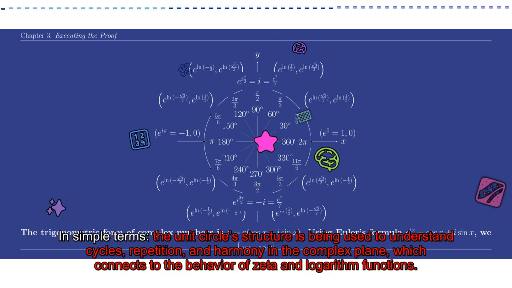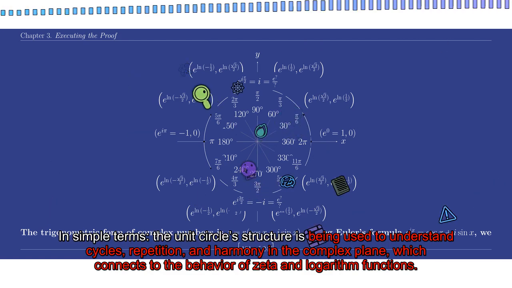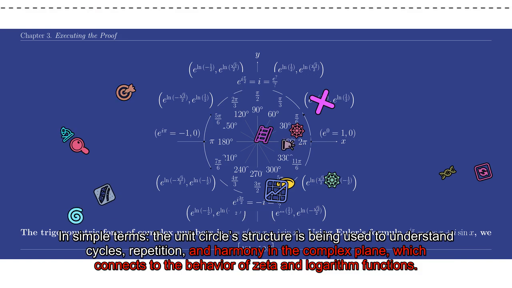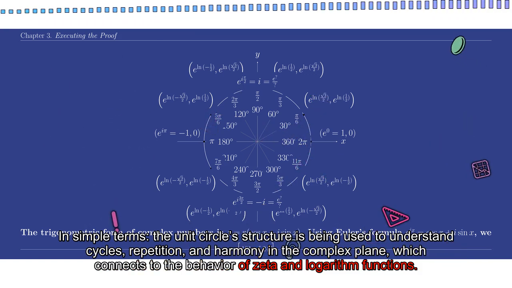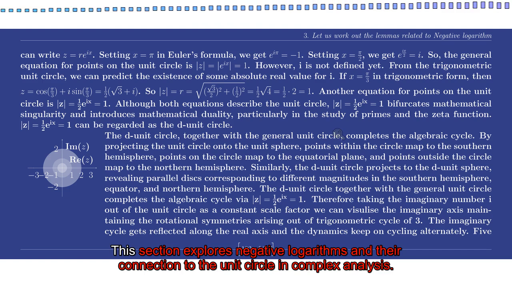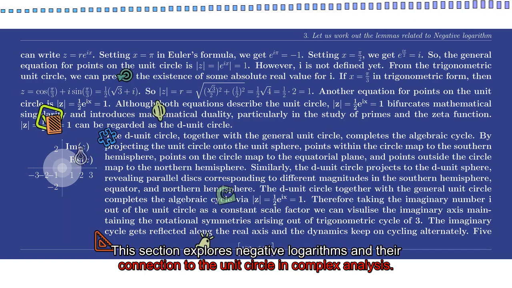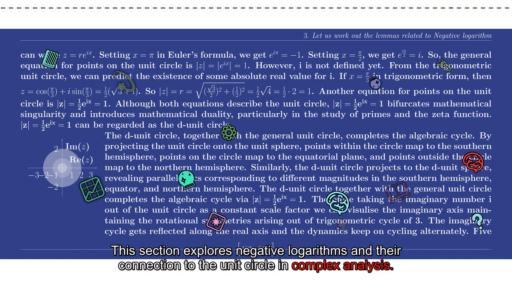In simple terms, the unit circle's structure is being used to understand cycles, repetition, and harmony in the complex plane, which connects to the behavior of zeta and logarithm functions. This section explores negative logarithms and their connection to the unit circle in complex analysis.